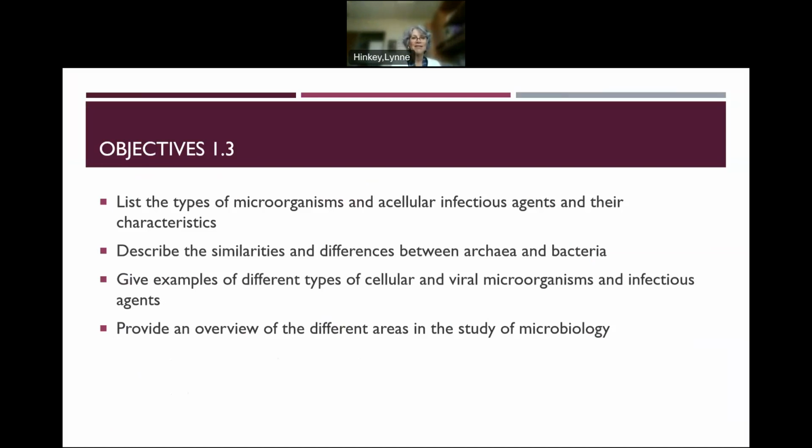You should all be able to give examples of different types of cellular and viral microorganisms and infectious agents, and provide an overview of the different areas in the study of microbiology. This third one and the first one are kind of saying the same thing, but hopefully you are all ready to do that. And now you are hopefully very excited for what's to come as we dive further into all of these things we briefly touched on in chapter 1.